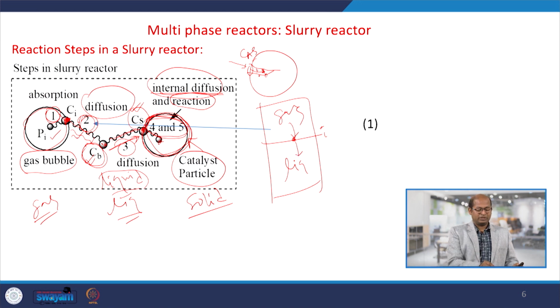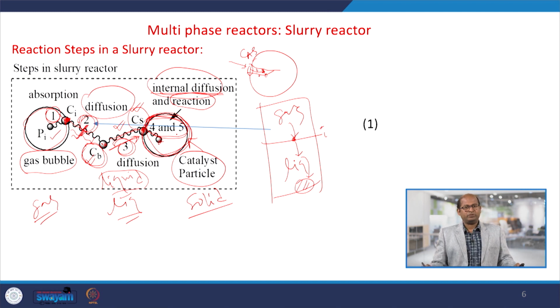So this is another resistance, and the third resistance is bulk to the catalyst surface. If a catalyst surface is there, the molecules will enter another resistance, resistance 3, and then internal diffusion resistance. At the same time reactions will take place there, if we maintain the particular temperature required for those reactions.